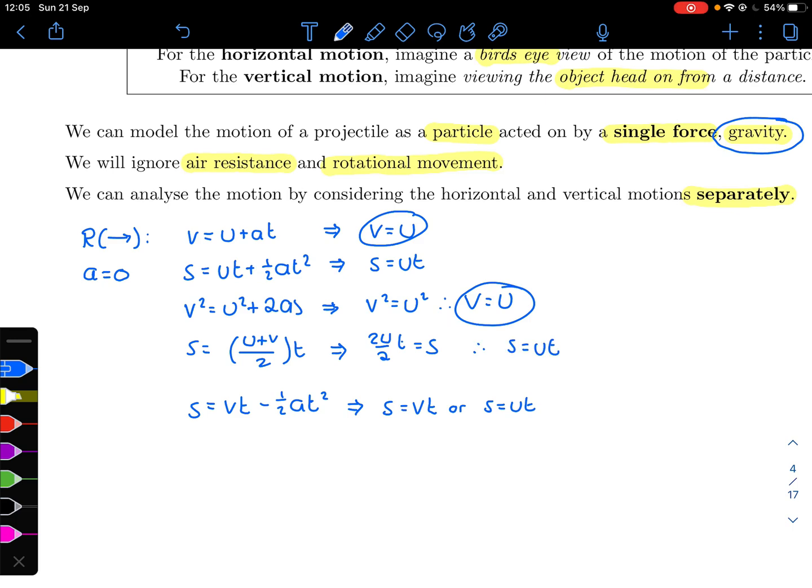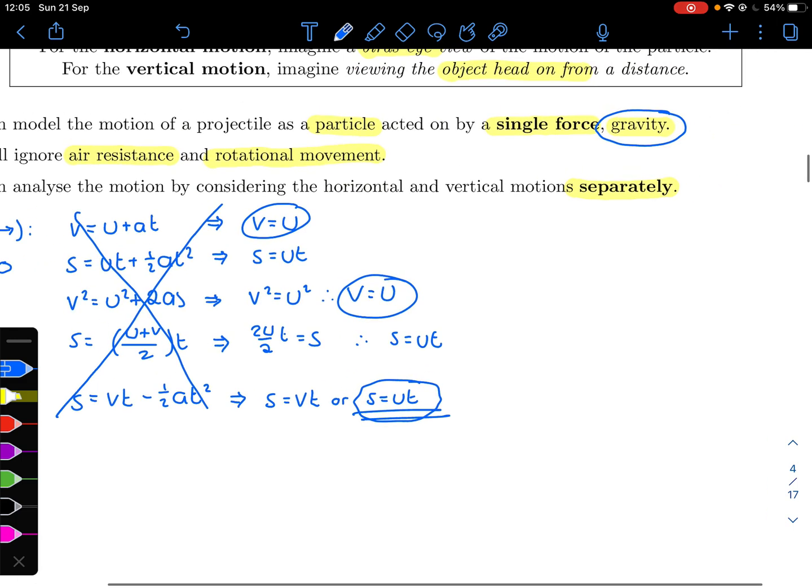So what this means is whenever you're considering horizontal motion, you don't really need to think about the Suvat equations at all. There's just one equation that applies in all horizontal motion parts of a question. It's always s equals ut. So when you're considering the horizontal motion, you can still consider all the Suvat equations, or you can just always jump straight to s equals ut.